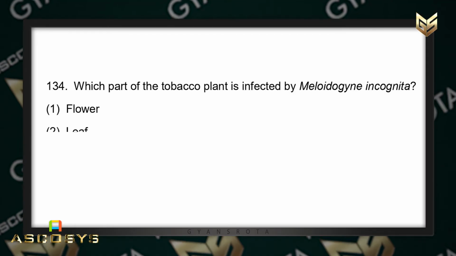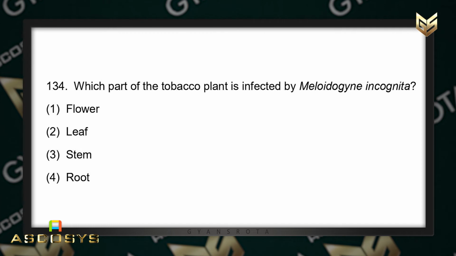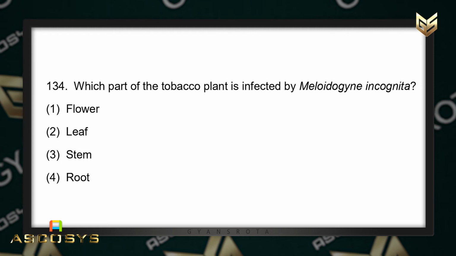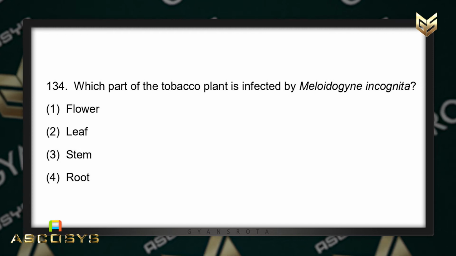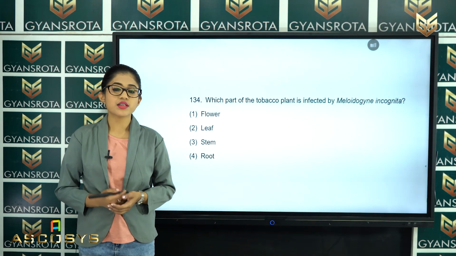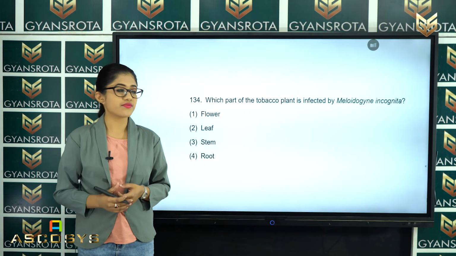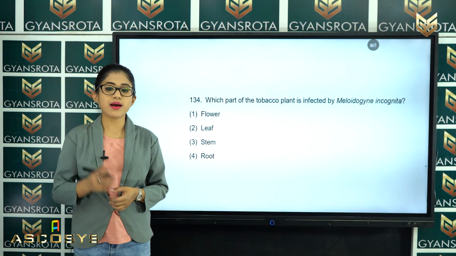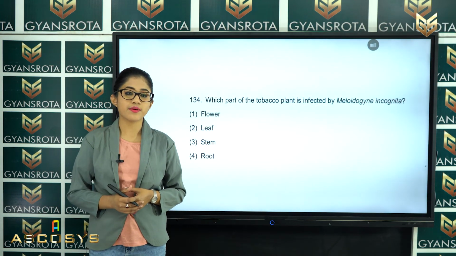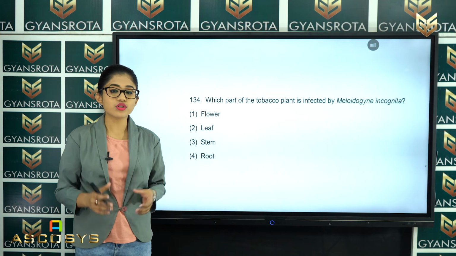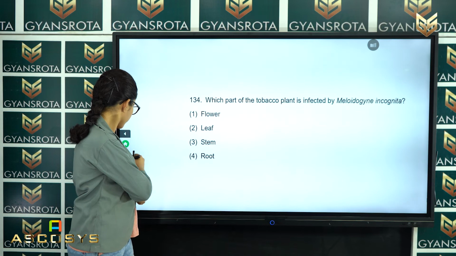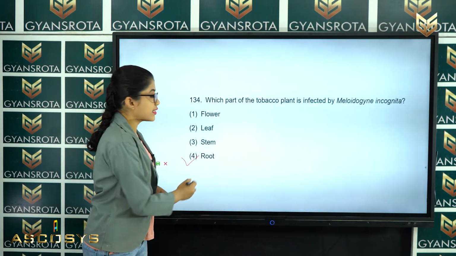Which part of the tobacco plant is infected by Meloidogyne incognita? There are 4 options given like flower, leaf, stem or root. Well, this is from the chapter Applications of Biotechnology. So, while discussing the applications, we have got the nematode, that is the Meloidogyne incognita, and for this the RNA interference was needed. So, this nematode affects the roots of the tobacco plants, which means the option number 4 is the correct answer.